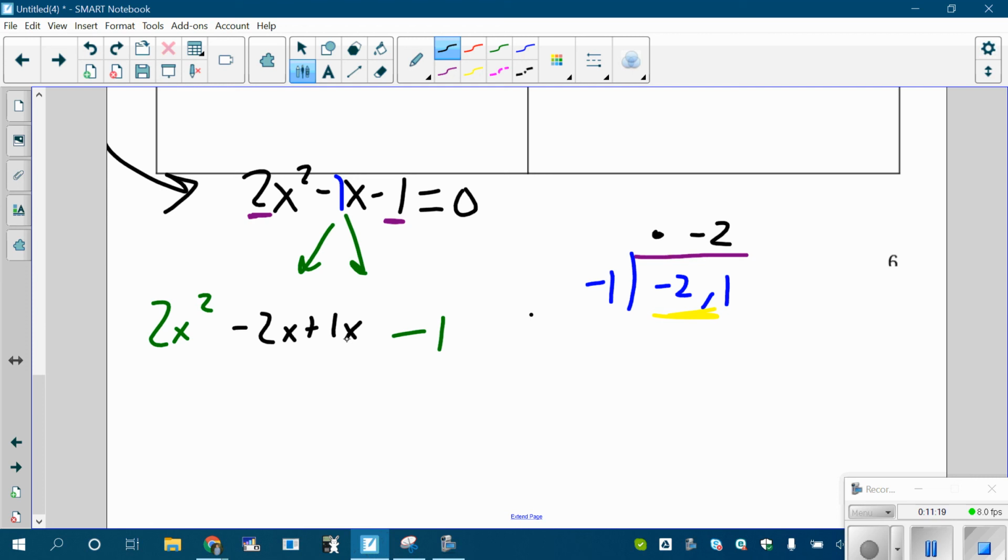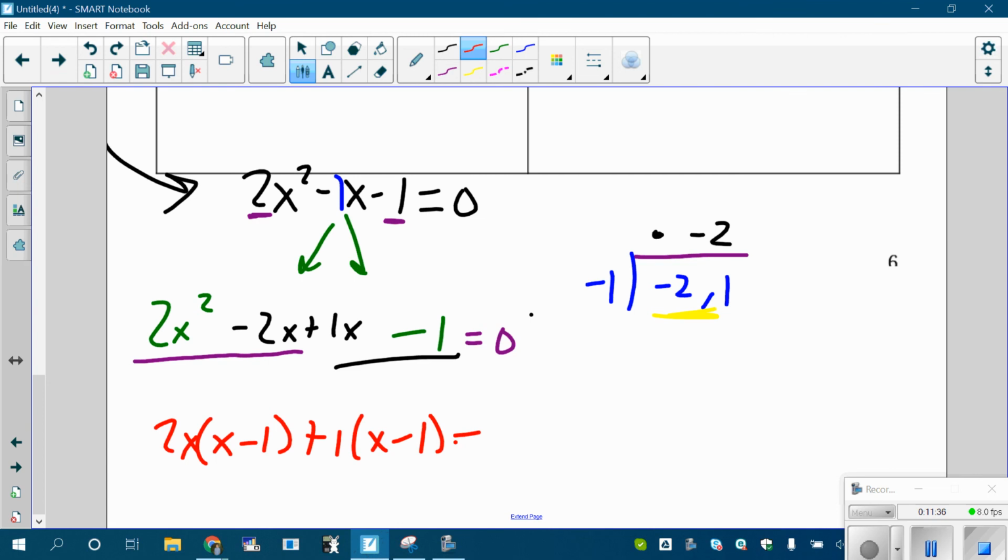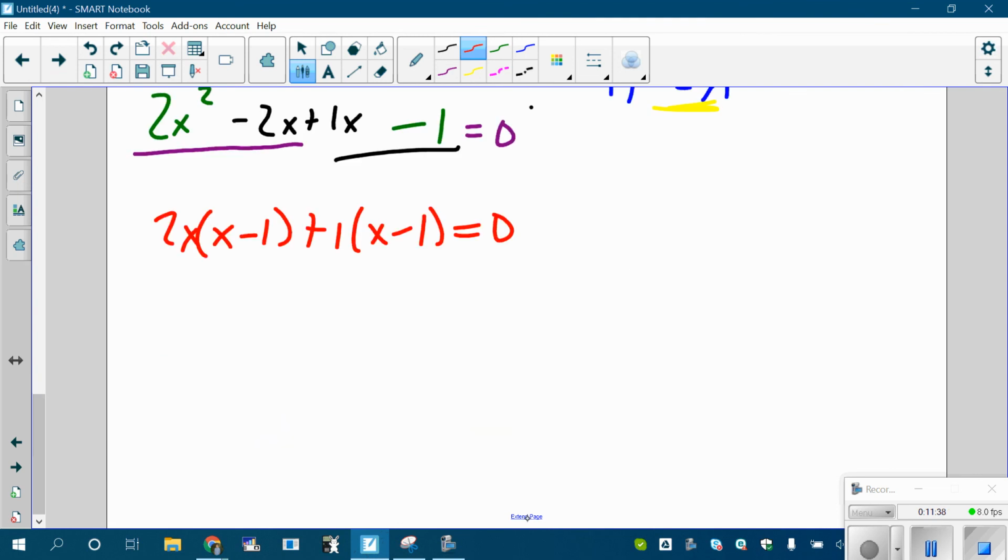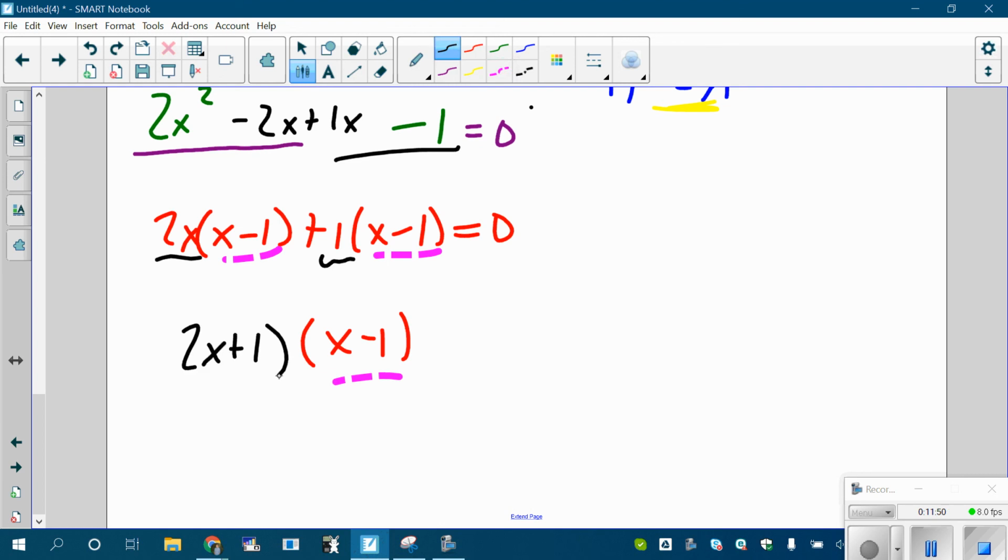That's why it's called split the middle. Some of you guys call it curtains or something like that, or drapes. Can't remember. Once you do that, you group these together, and you group these together, and you take out a GCF. And then what is left after the GCF should be the same for both of those, and that is one of your factors. And the GCFs you took out come together to form the other factor.